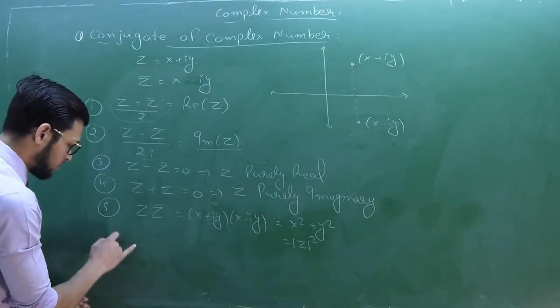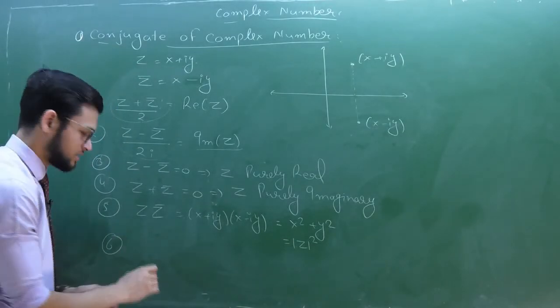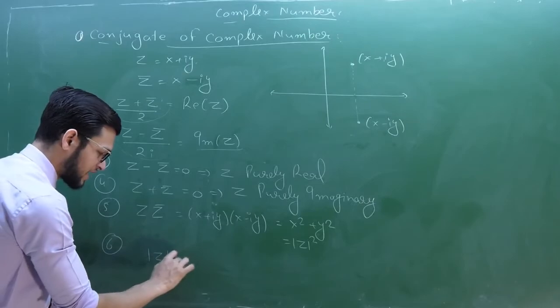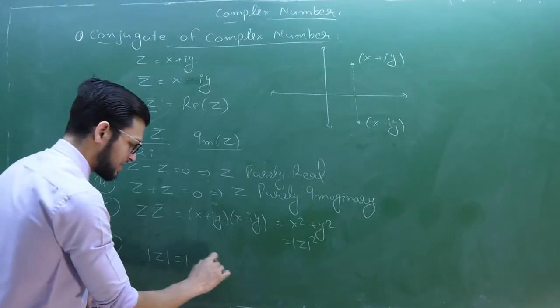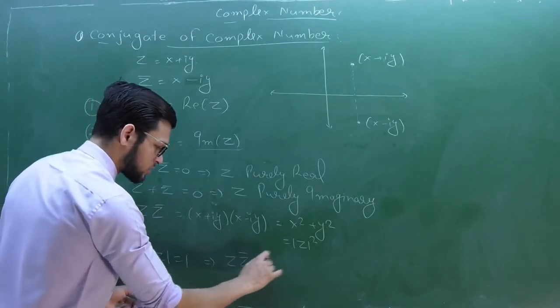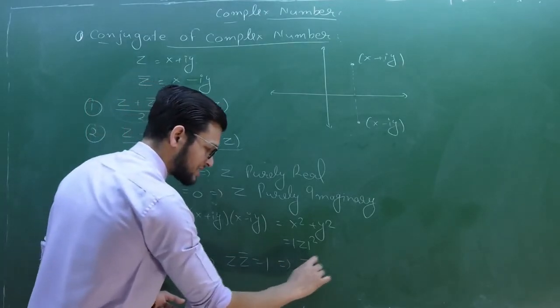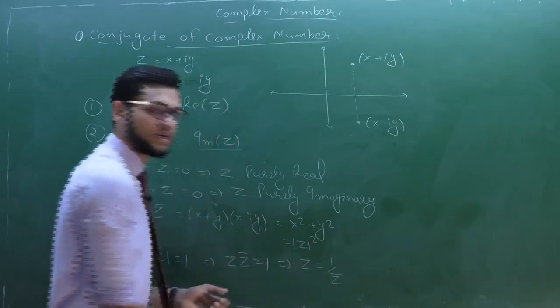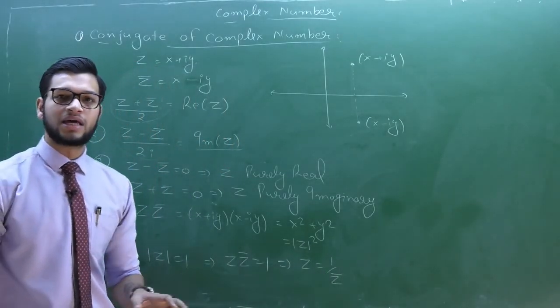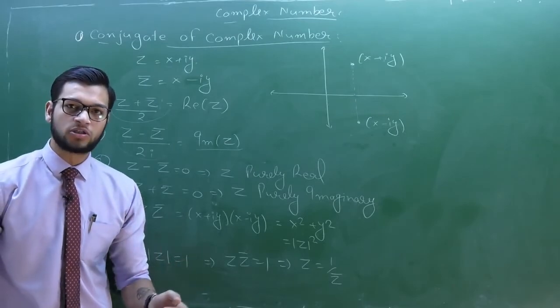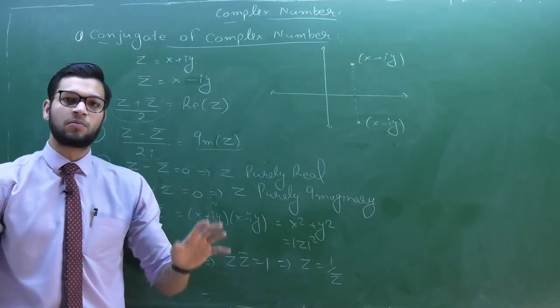Here is one very important point: if mod of z is equal to 1, then z multiplied by conjugate of z is equal to 1. So z will be 1 upon conjugate of z, and conjugate of z will be 1 upon z.